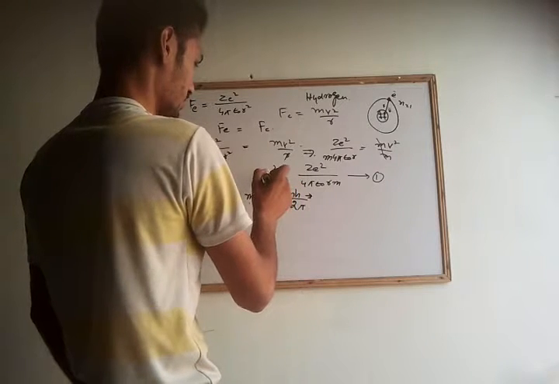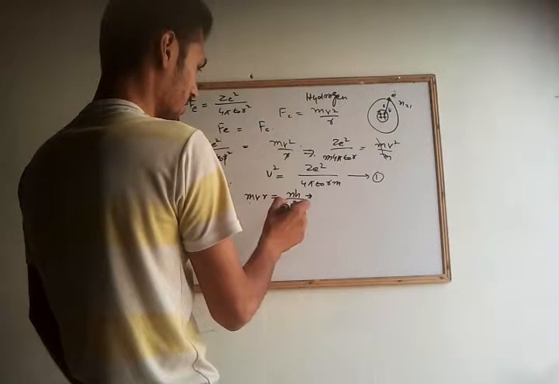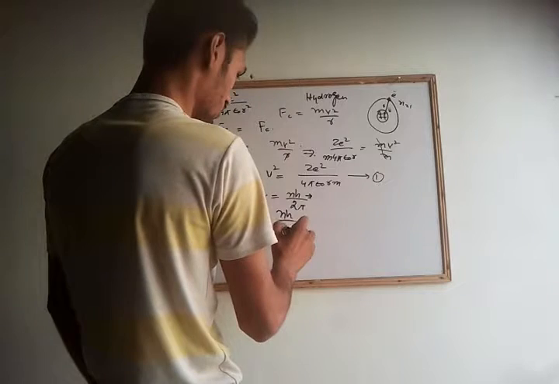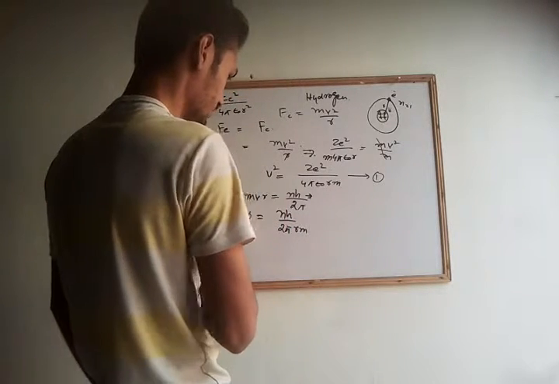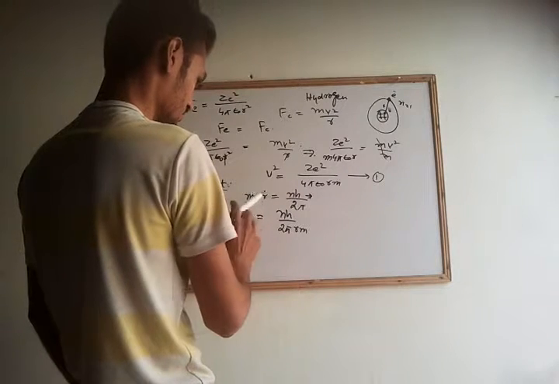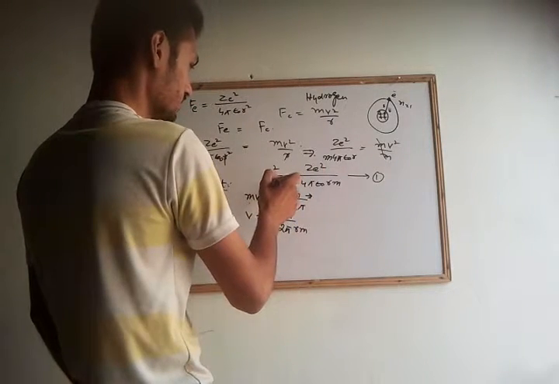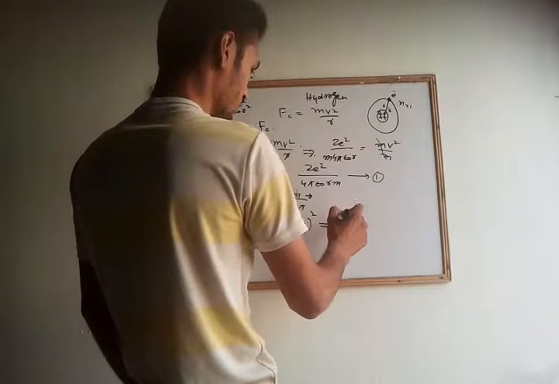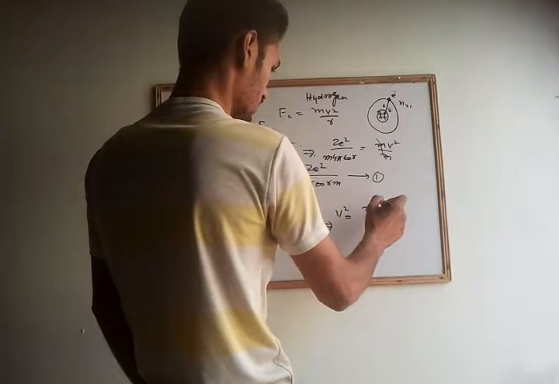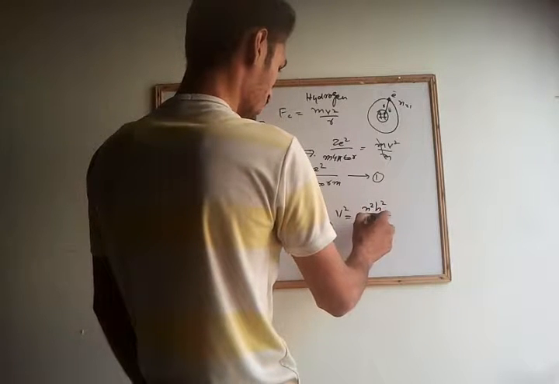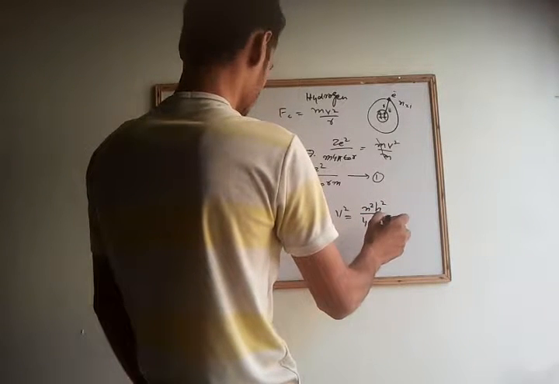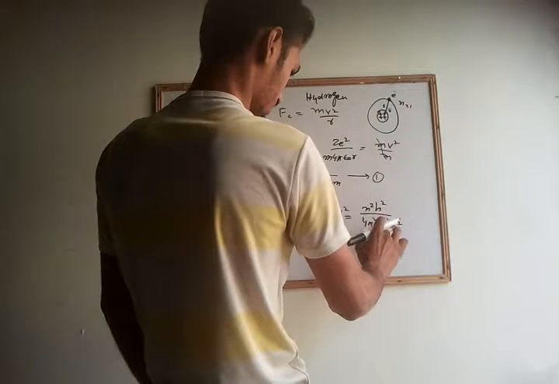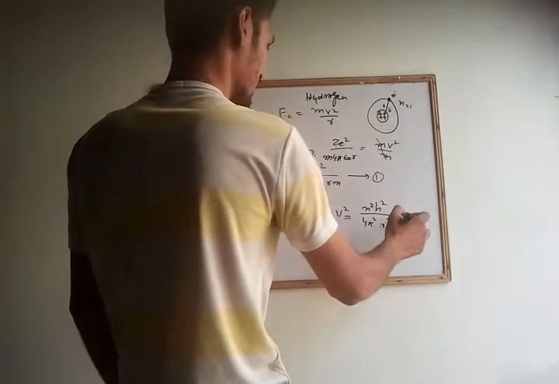So here, m and r will transfer to that side. v is equal to n h over 2 pi r m. Squaring on both sides, v square is equal to n square h square over 4 pi square r square m square. So this is the second equation.